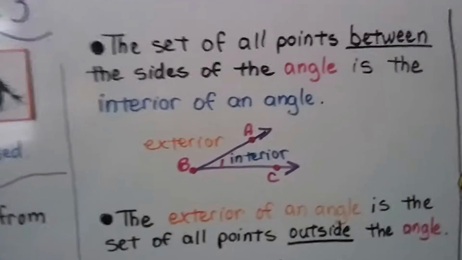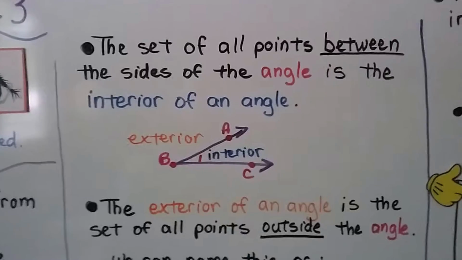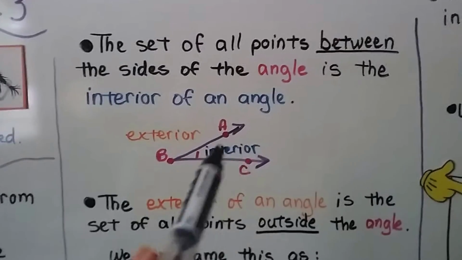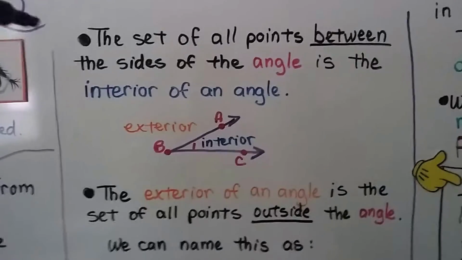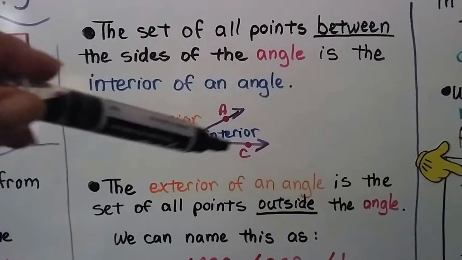And the set of all points between the sides of the angle is the interior of the angle. So all of this inside here is the interior. The exterior of an angle is the set of all points outside the angle.